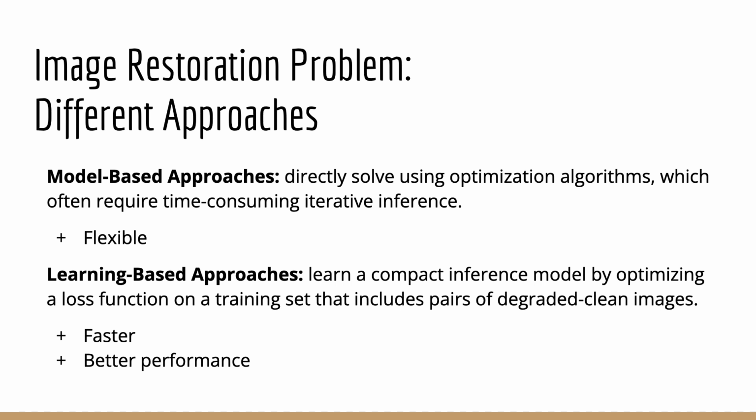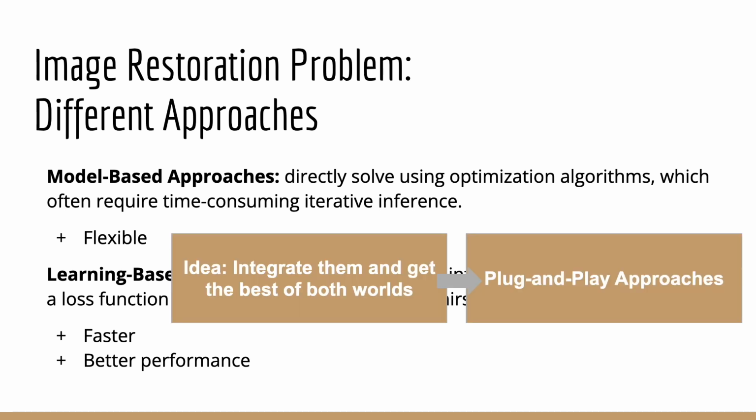And the second approach is learning-based approaches. In this type of approach, we want to learn a compact inference model by optimizing a loss function on a training set, which consists of both clean ground truth images and the degraded versions of them. There are different learning-based approaches, but they are generally faster than the model-based approaches, and they also have better performance. And one idea here is to integrate these two types of approaches and get the best of both worlds.